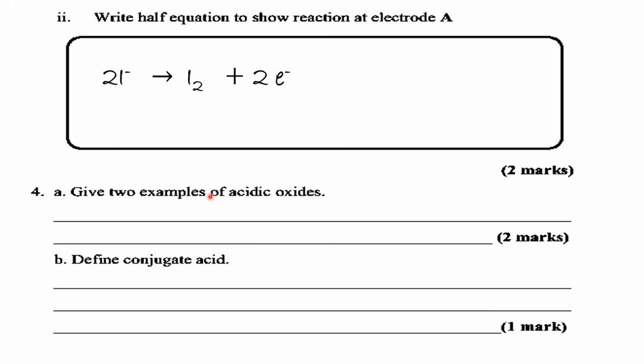Give two examples of acidic oxides. Remember that acidic oxides are the oxides of nonmetals, nonmetal elements combined with oxygen. When you dissolve them in water, they form acidic solutions.